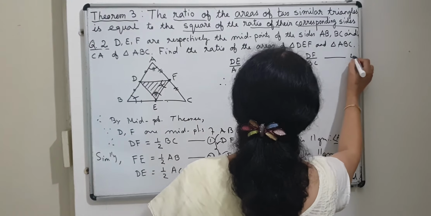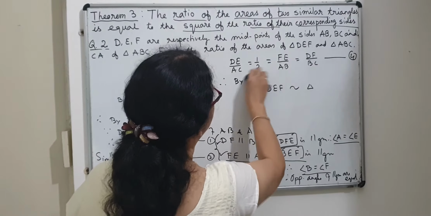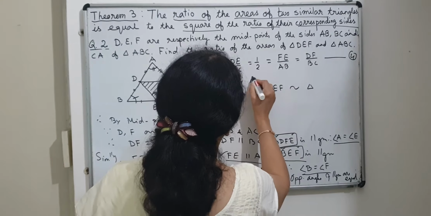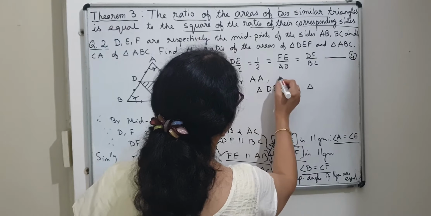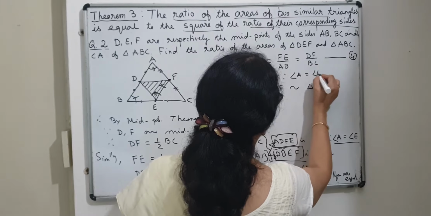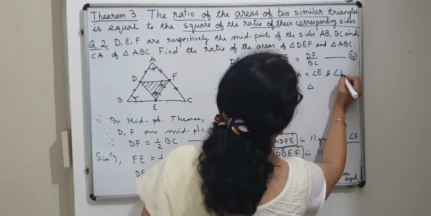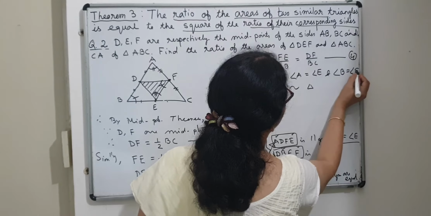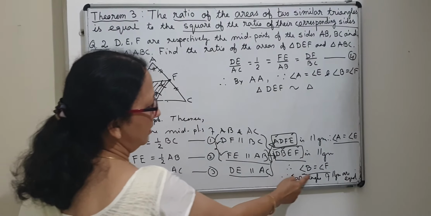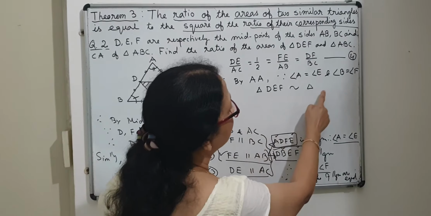So let me write it as equation 4. By AA, since angle A is equal to angle E and angle B is equal to angle F. This way I have written that opposite angles of these two parallelograms are equal. This reasoning I have shown you. So now it is very easy to write the vertices.